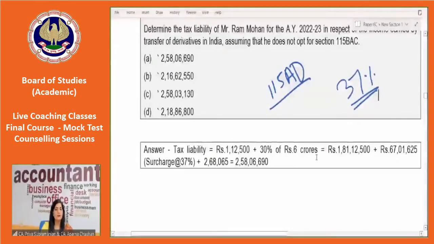1,12,500 plus 30% of 6 crore comes to 1 crore 81 lakh 12,500, plus the higher surcharge rate of 37% since it exceeds 5 crores, and HEC, health and education cess of 4%. The tax liability comes to 2 crore 58 lakh 6,619 in his case.